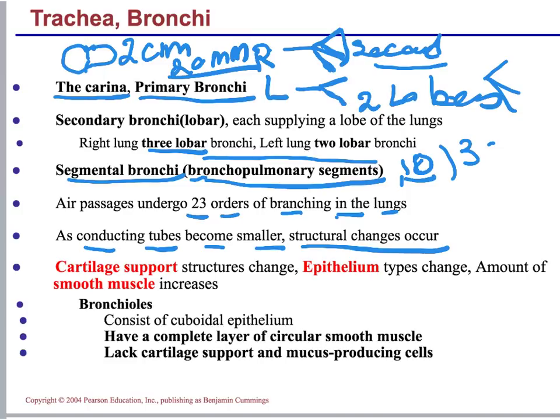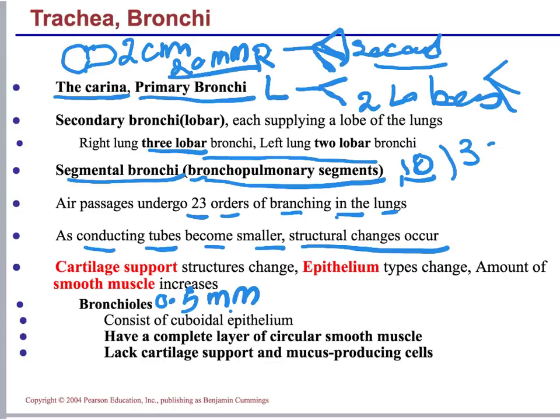In terms of size, by the time we get to the level of the bronchioles, those are the smallest of the airways, and their size is about 0.5 millimeter. So we went from 20 millimeters to 0.5 millimeter. These are extremely tiny airways, called the bronchioles, right? These bronchioles are structurally very different from the trachea.